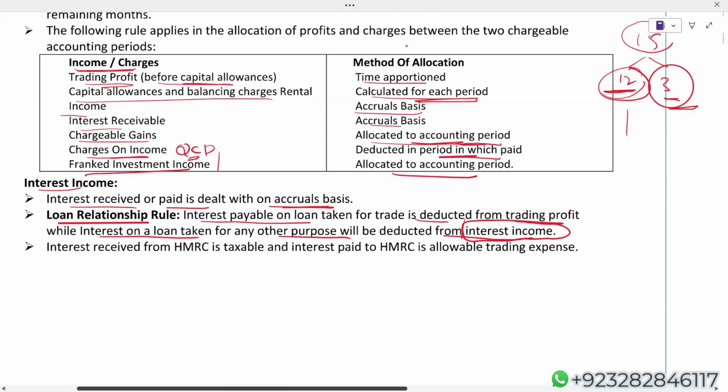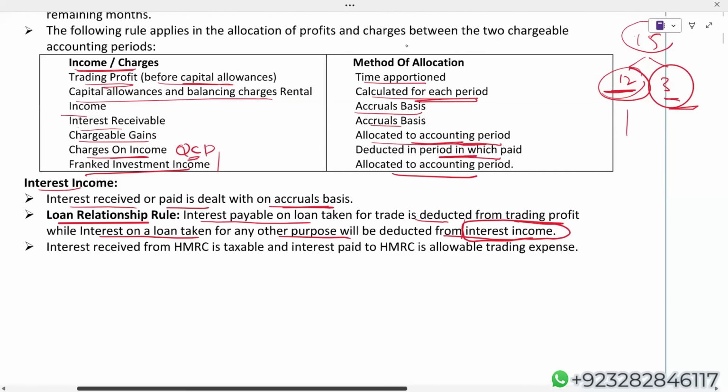interest income. So let's assume your company has taken a loan to buy a property. Taking a loan and buying a property is not for trading purposes. It is not a loan which you have taken for trading purposes. So interest on a loan taken for any other purpose will be deducted from interest income.